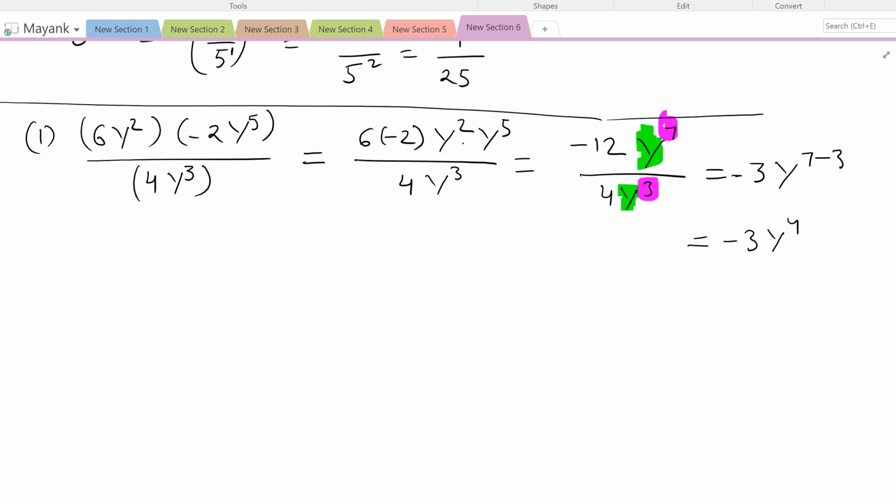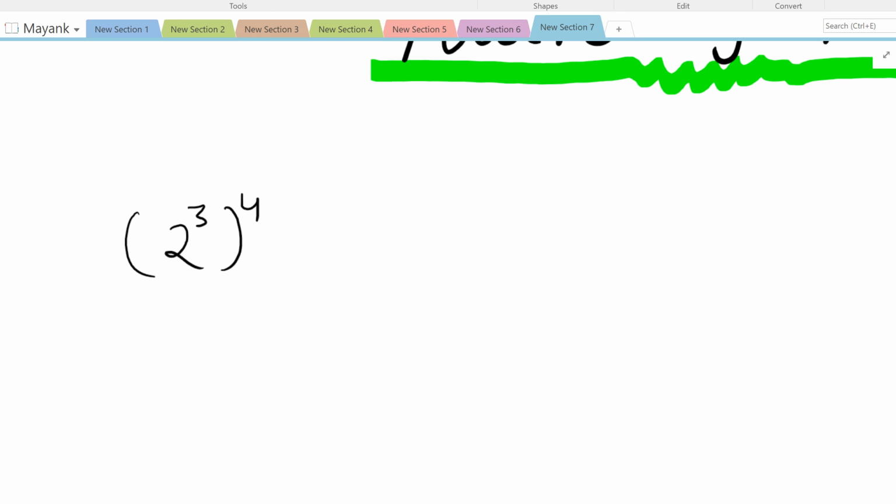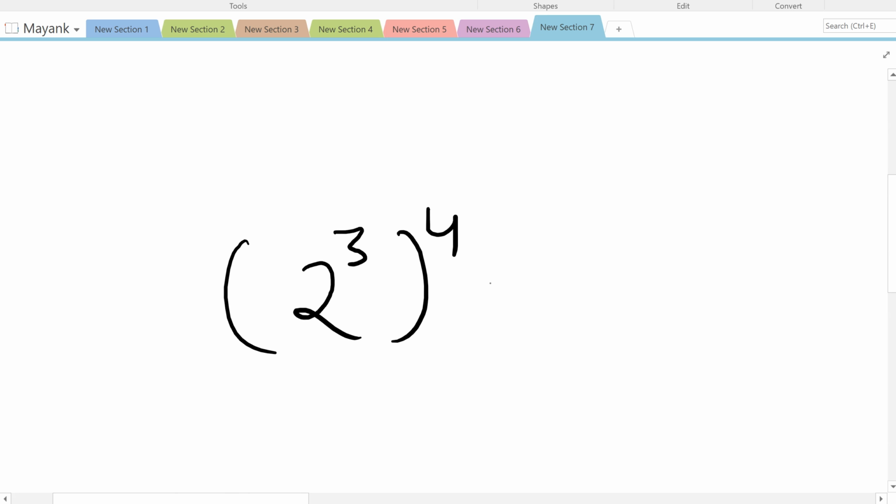Now you're going to solve the next question. Powers of powers. That means if you have some number, let's say 2 cubed, bracket 4. Now we have 2 powers. If you look at that, we have 3 and then 4. You can do this first, get the answer, and do that. Yeah, you can do that. You can expand them. That's right.